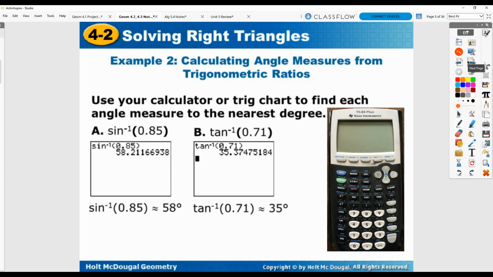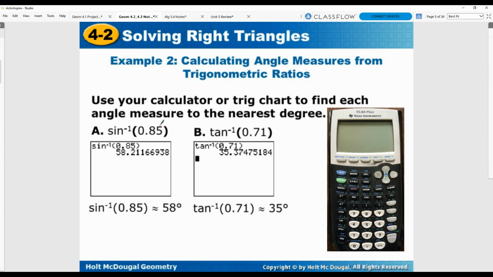So on your calculator, let's say you knew that the sine ratio calculated to 0.85. So on a triangle, your sine ratio came out to 0.85. You can take that 0.85 and use your calculator to tell you what your angle size would be on that triangle. So if you were at this location and you got 0.85, your angle size is 58 degrees.